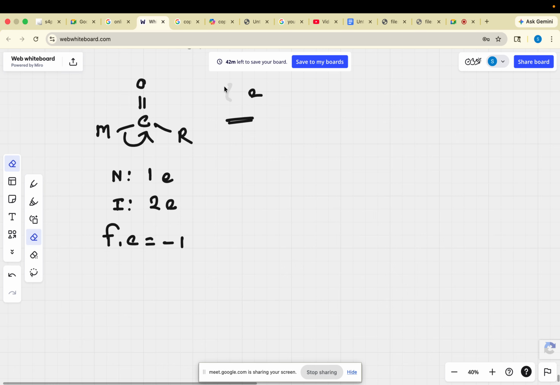Okay, clear, fine. If you break in the other way, you will get positive charge. That is way more unstable. Okay, fine. Suppose you have this example.